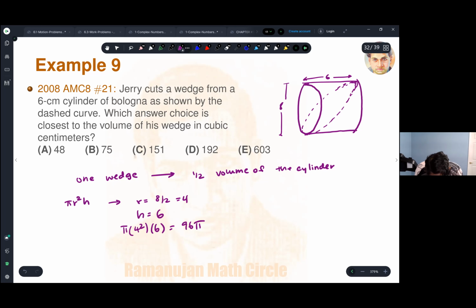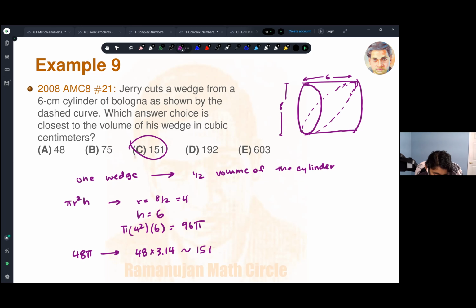Now, this is not our answer, because we need to remember to halve it. The volume of the entire cylinder is 96 pi. So when you halve it, you get 48 pi. And then you multiply it out: 48 times 3.14. When you multiply things out, it should turn out to be nearly 151. So that's your answer.